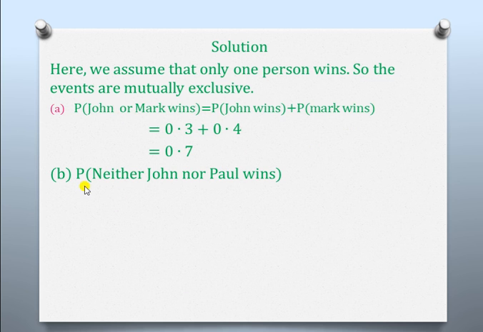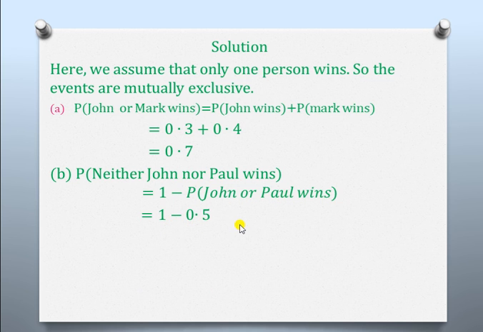Then part B, they want the probability that neither John nor Paul wins. What do we do here? Remember, the probability of winning plus the probability of not winning is actually 1. Meaning, if we want the probability of all of them not winning, we get the total probability minus the probability of any of them winning. So that is why we are now going to say 1 minus 0.5.